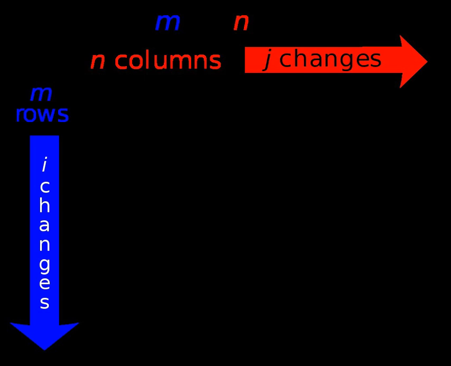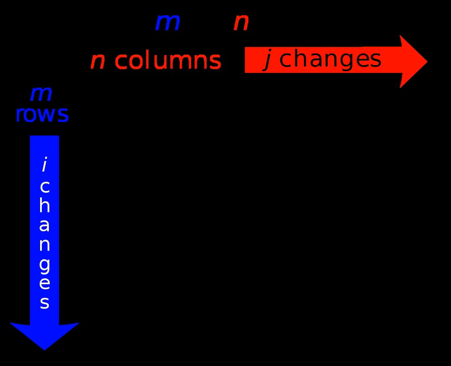Size. The size of a matrix is defined by the number of rows and columns that it contains. A matrix with m rows and n columns is called an m times n matrix or m by n matrix, while m and n are called its dimensions. For example, the matrix A above is a 3 times 2 matrix.